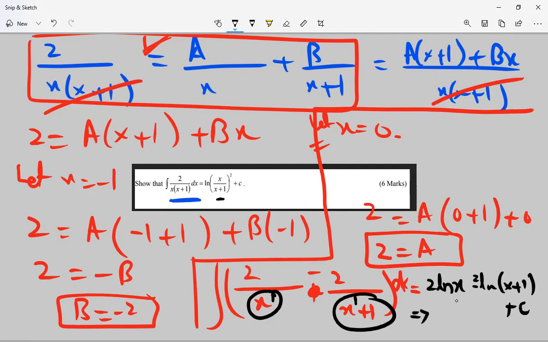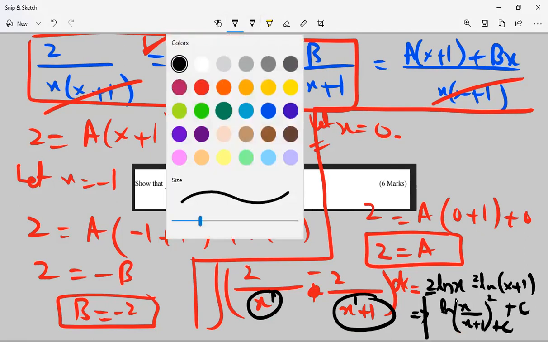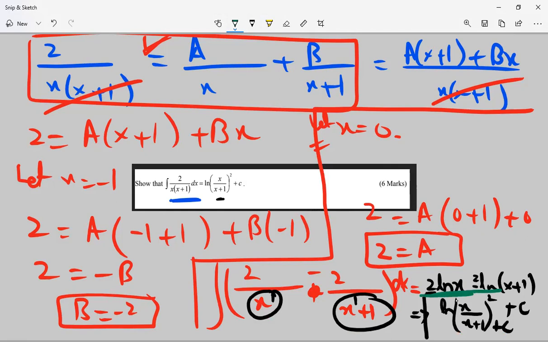According to the second property of log, we can write it down like x upon (x plus 1). And the third technique will say that the coefficient can become power and power can become coefficient. The final answer will be with the green box. This will be your final answer and it has been proved.